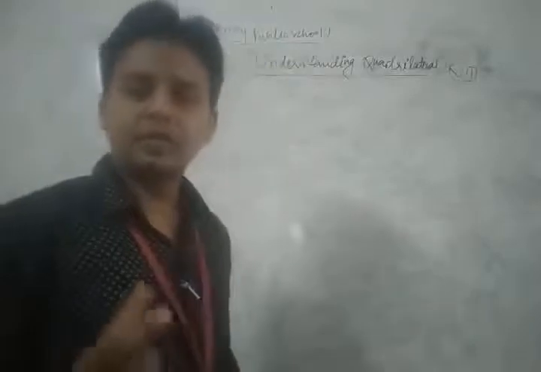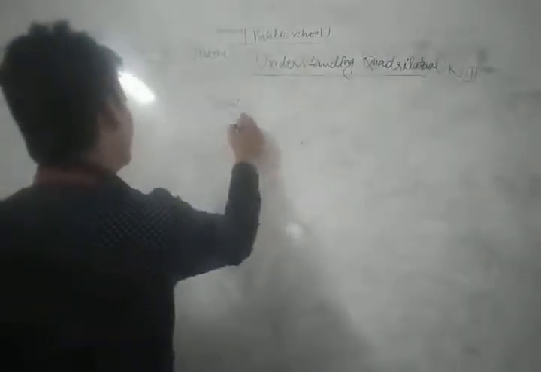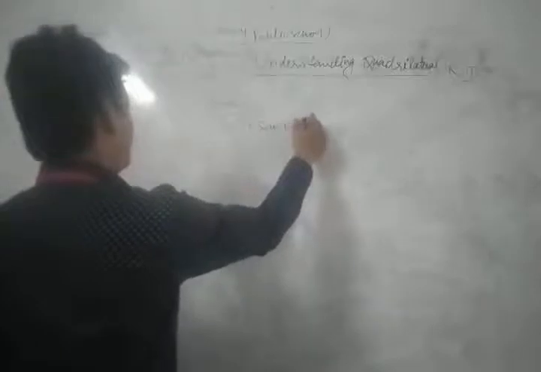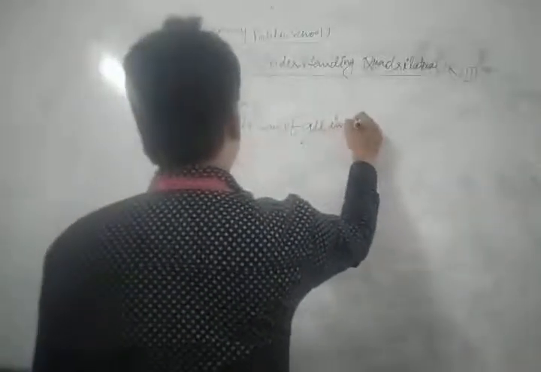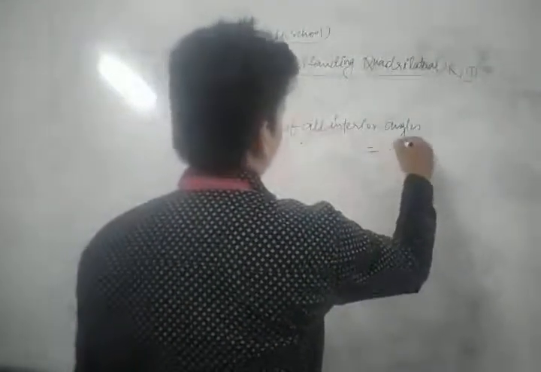In the previous class, first of all we discussed some important formulas related to polygons. The first formula is the sum of all interior angles. The sum of all interior angles of a polygon is (n minus 2) into 180 degrees. This is a very important formula related to that topic.